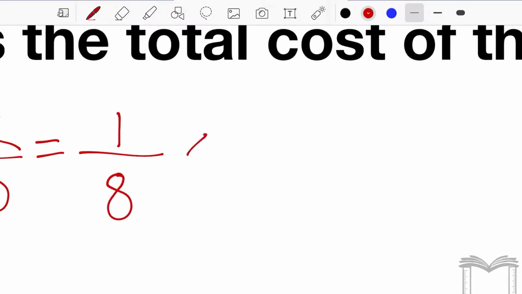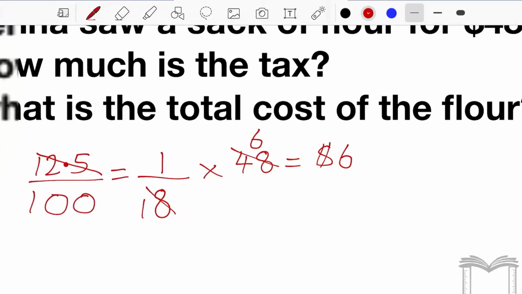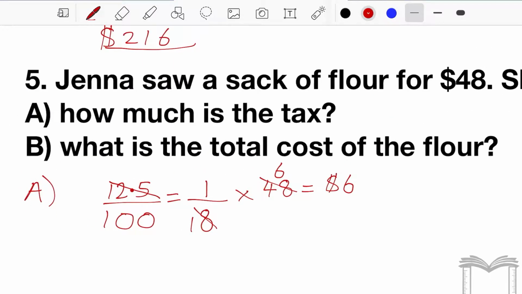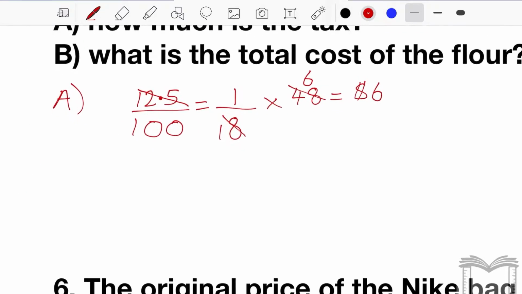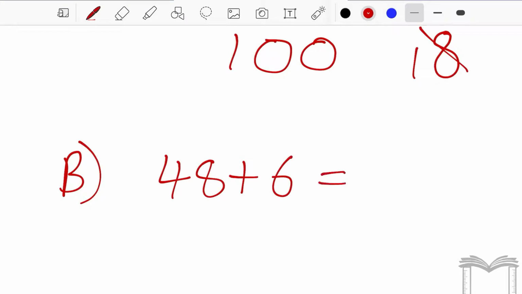So the tax would be 1/8 of $48. 8 into 8 is 1. 8 into 48 is 6. 1 times 6 is 6. So the tax is $6. What is the total cost of the flour? That will be the marked price plus the tax, which will give us $54.